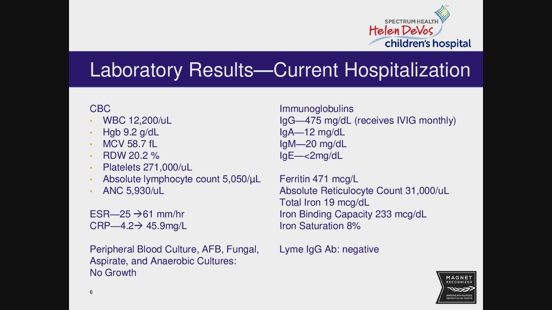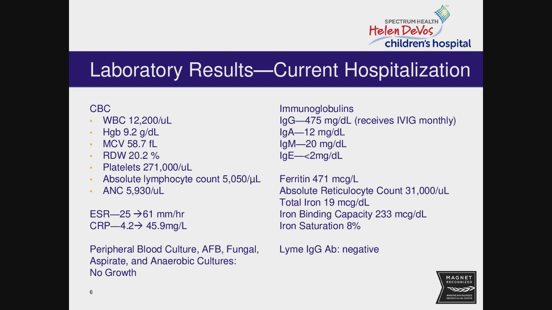Lab results were obtained at that second emergency department visit. It did show a microcytic anemia, white blood cell count of 12,100. RDW was 20%. Platelets were normal at 271. Absolute lymphocyte count of 5,000 and an ANC of 5,900. CRP did elevate between those two emergency department visits from 4 to 45, and ESR elevated from 25 to 61. He did have peripheral blood cultures obtained at that second ED visit, as well as the joint aspirate fluid, which finalized with no growth.